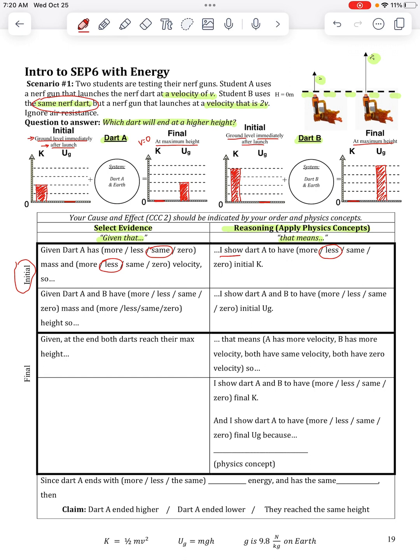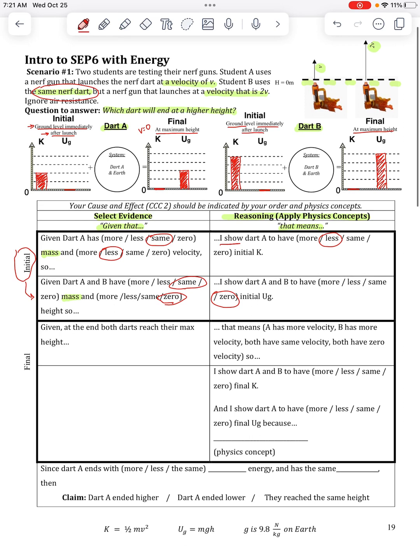We also want to talk about the UG. So given that dart A and B have the same mass, and they're both at 0 height, and this is initially, okay? I show dart A and B to have 0 initial UG. So you want to explain both your kinetic and your potential energy for the initial point. One thing that students often miss on this is they forget to talk about mass. So why do I have to talk about mass? Why can't I just talk about height? And velocity, the answer is down here with our equations.